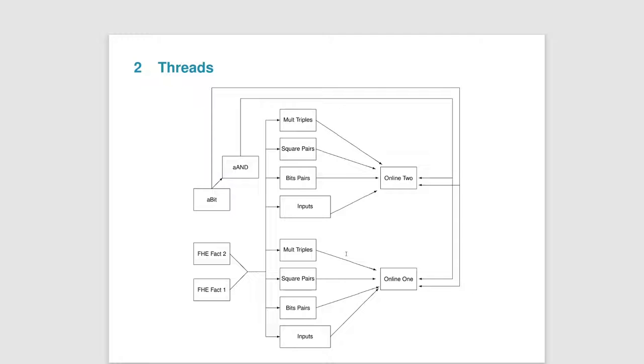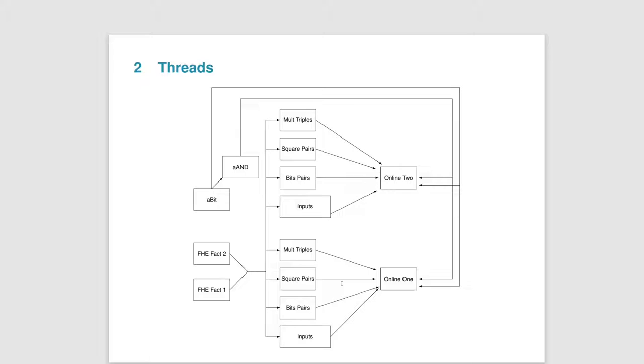The FHE factories actually produce the ciphertexts and the zero knowledge proofs which are associated to them in the TopGear protocol that we have seen before. You can see that the output of the FHE factories is fed into the pre-processing threads, which produce the correlated randomness: multiplication triples, square pairs, bit pairs, and input masks. In turn, each of these factories will feed one online thread. So as you can see, each online thread spawns its own pre-processing factories.